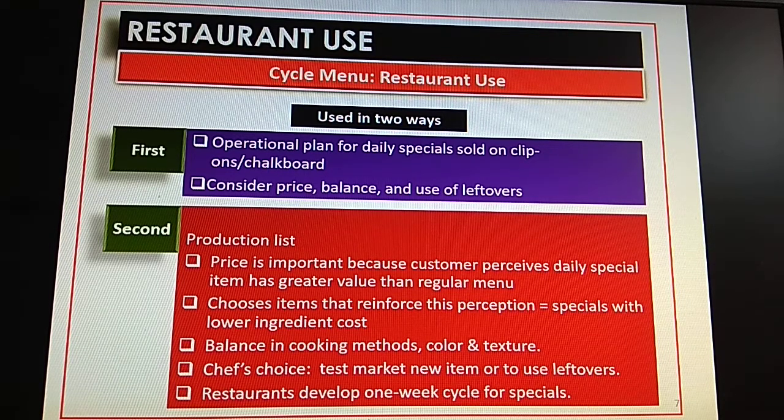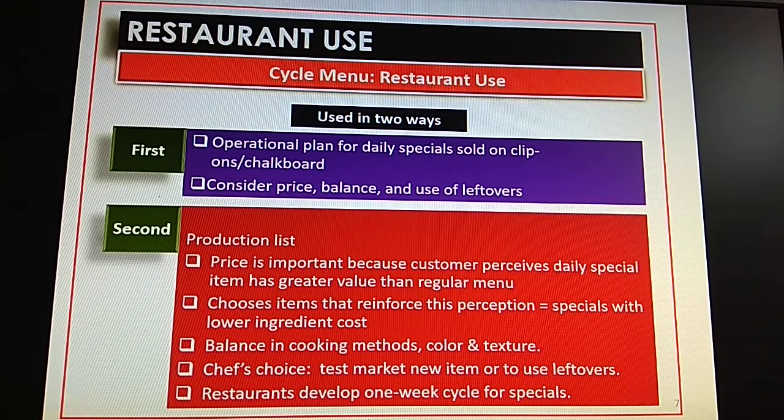The consideration would be price, balance, and use of leftovers. So the leftover poultry, the leftover fish, can be used to create or recreate a new menu that can be considered as a daily special. That is the first restaurant use.